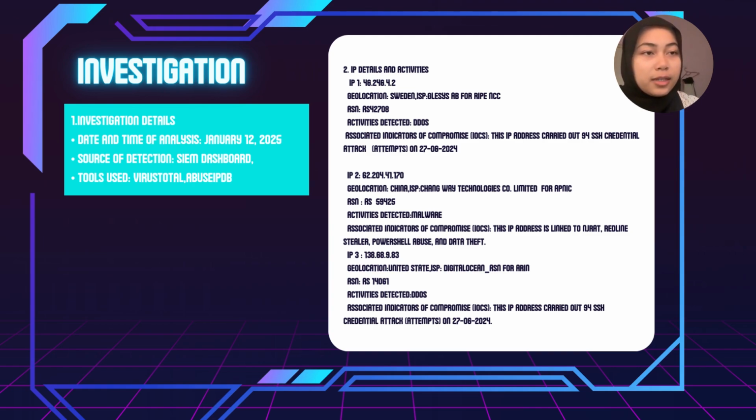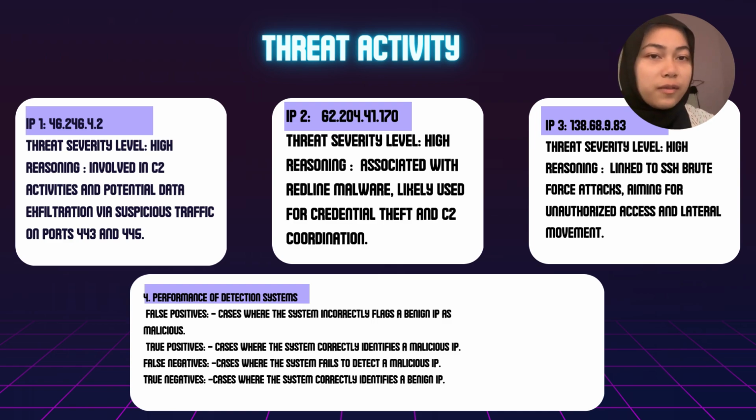For the IP details and activities, there are 3 IP addresses that I got. The first is 46.246.4.2, the second IP address is 62.204.41.170, and the third is 138.68.9.83. The activities detected are DDoS for IP number 1, malware for IP number 2, and DDoS for IP number 3. For the threat activities, I'm using the same IP addresses, and the threat severity level is high. For the performance of the detection system, there are 2 false positives and 2 true positives.